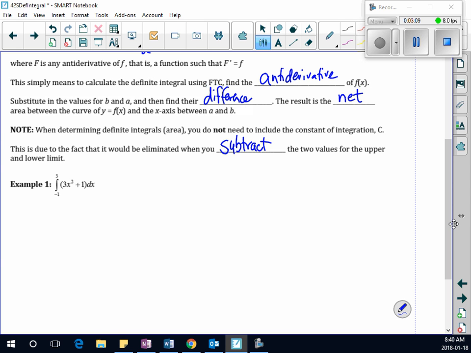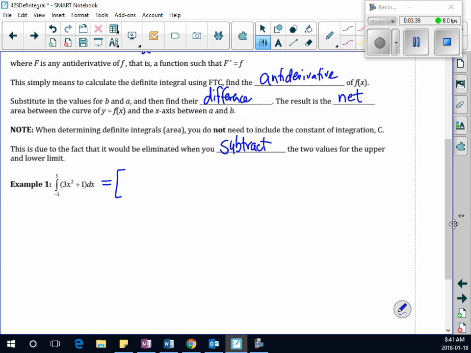So we're going to do the first one. FTC part 2 says basically find the antiderivative of 3x squared plus 1. We can use square brackets to indicate the antiderivative, and then we still put the upper limit and the lower limit beside it. I'll show you in a second. So I'll give you a second to think, what is the antiderivative of 3x squared?